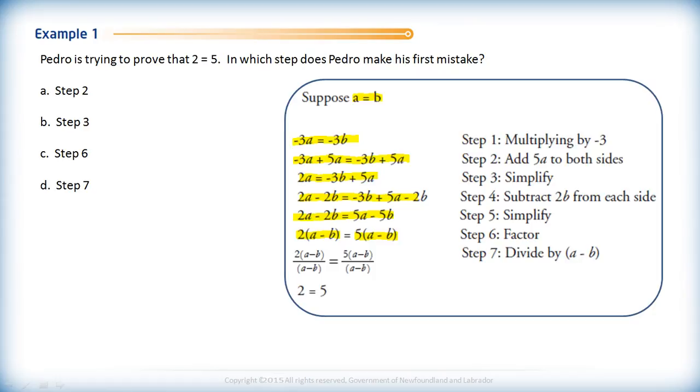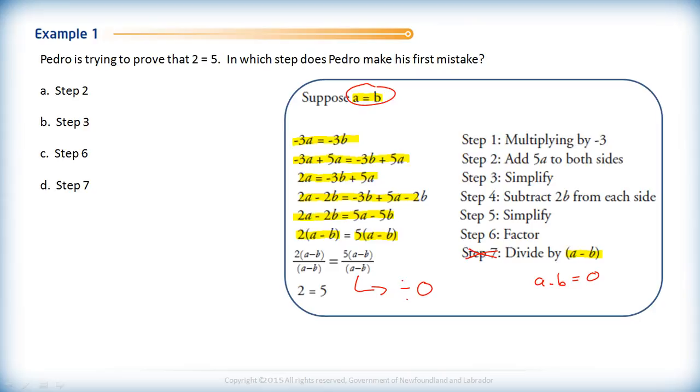Now, Pedro is going to divide both sides of the equation by a minus b. Uh-oh. We found a mistake here. Why can't you divide by a minus b? Because a equals b. And therefore, a minus b would have to equal 0. And this would be division by 0. Not allowed to do that.